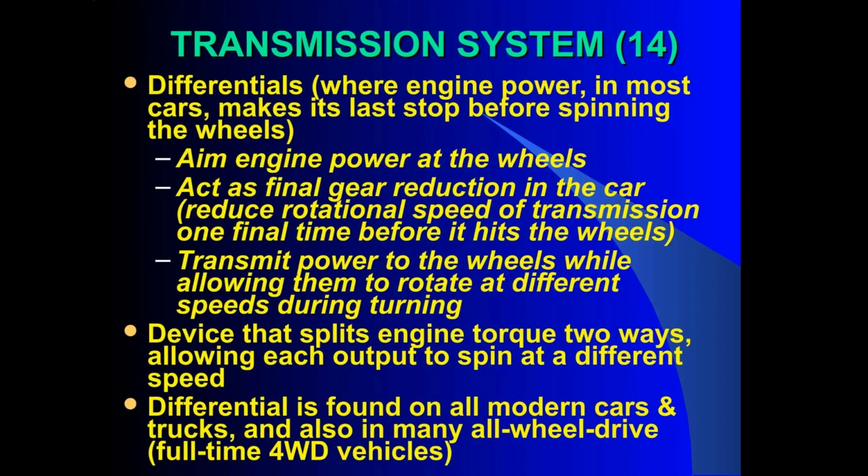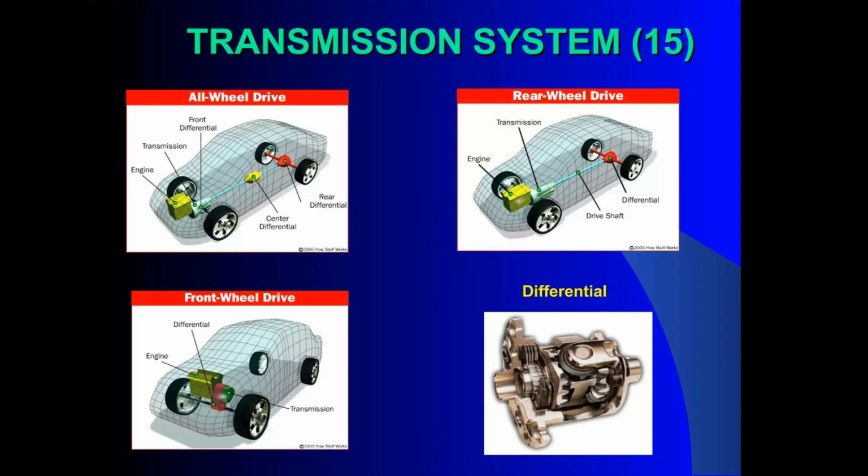Differentials are where engine power makes its last stop before spinning the wheels. They aim engine power at the wheels, act as the final gear reduction, and transmit power while allowing wheels to rotate at different speeds during turning. The differential is a device that splits engine torque 2 ways, allowing each output to spin at a different speed. It is essential and found on all modern cars and trucks, including all-wheel drive vehicles.